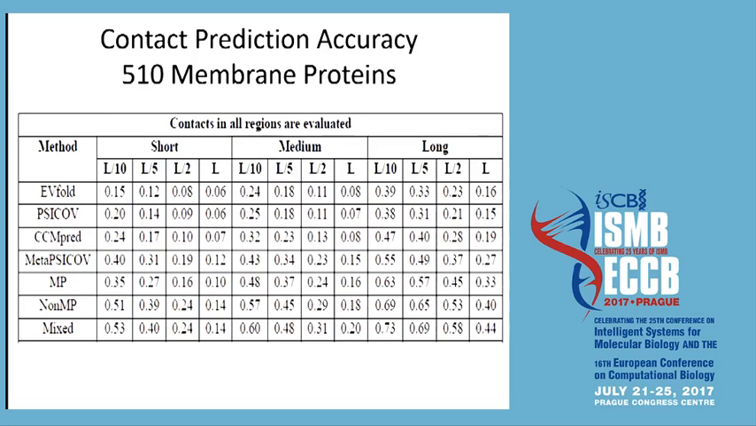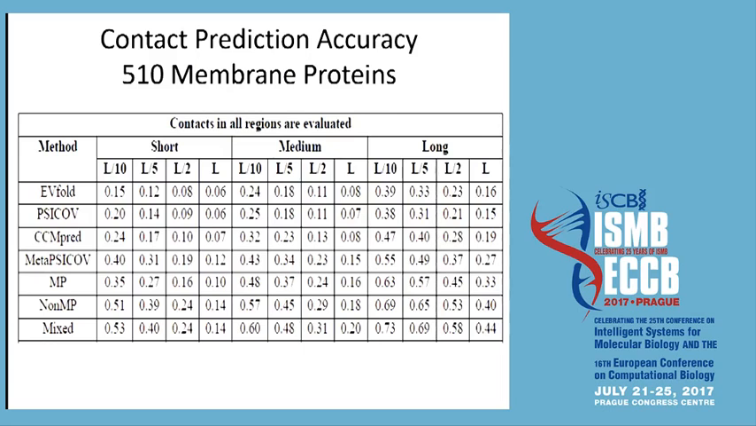Which means the non-membrane proteins contain important information for membrane protein contact prediction. And then if we mix them together, we can even improve the accuracy of the contact prediction. So the best way is to mix the membrane proteins and the non-membrane proteins together to train our model.